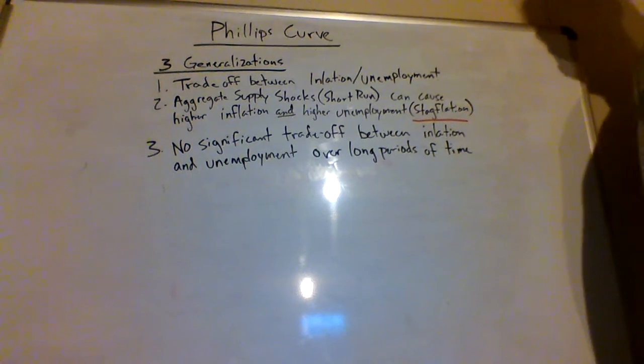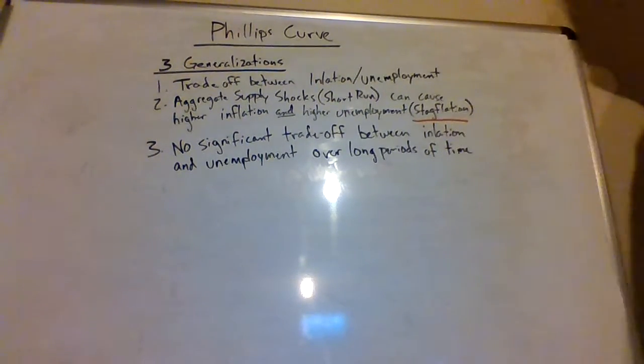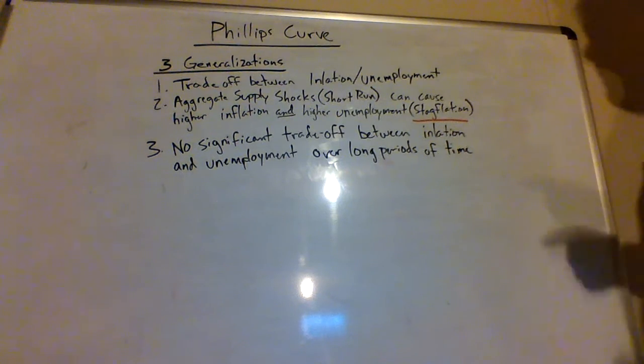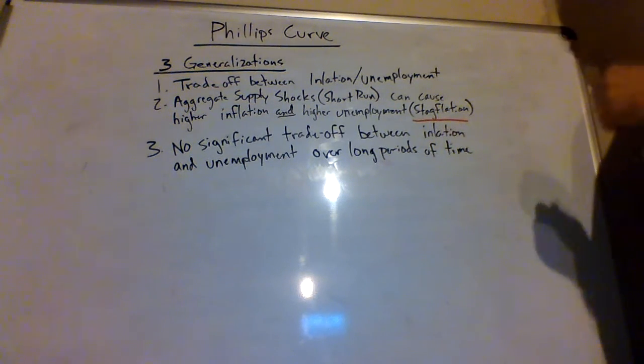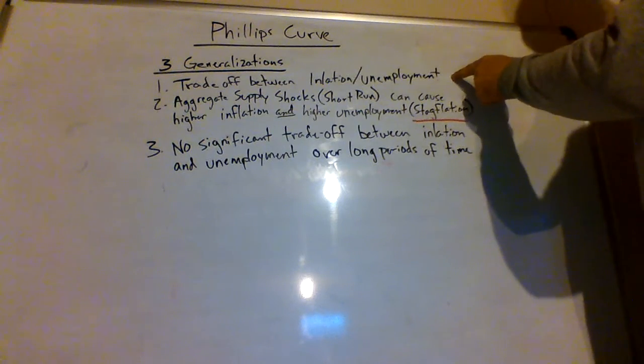We've mentioned it here and there. It's referred to as the Phillips curve. And the Phillips curve has three, they refer to them sometimes as generalizations. The things that we've got to understand, probably most importantly, and we've mentioned before, is that there's a trade-off between inflation and unemployment.